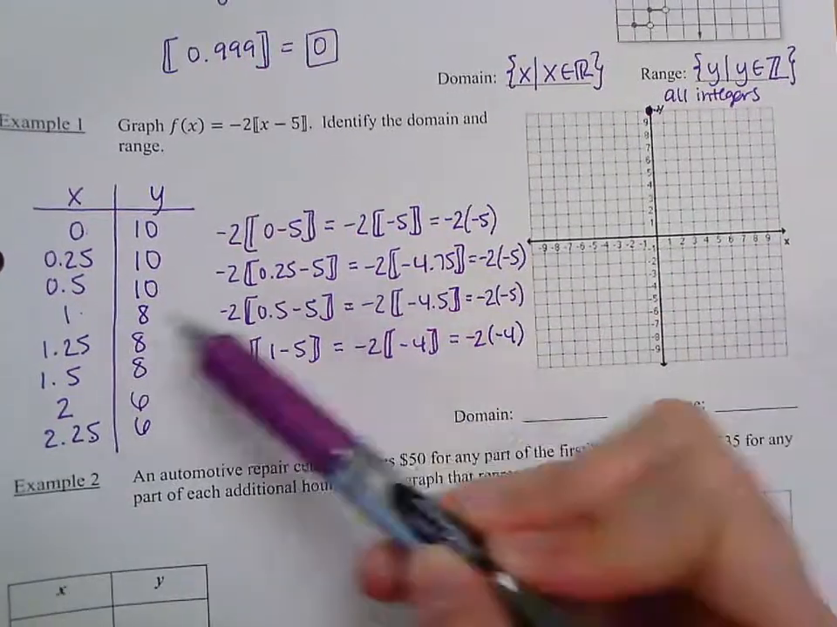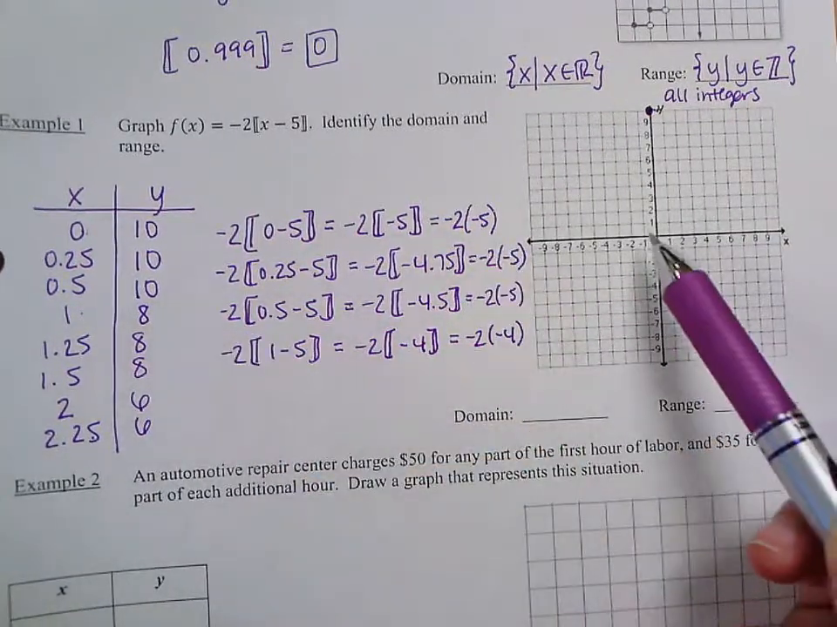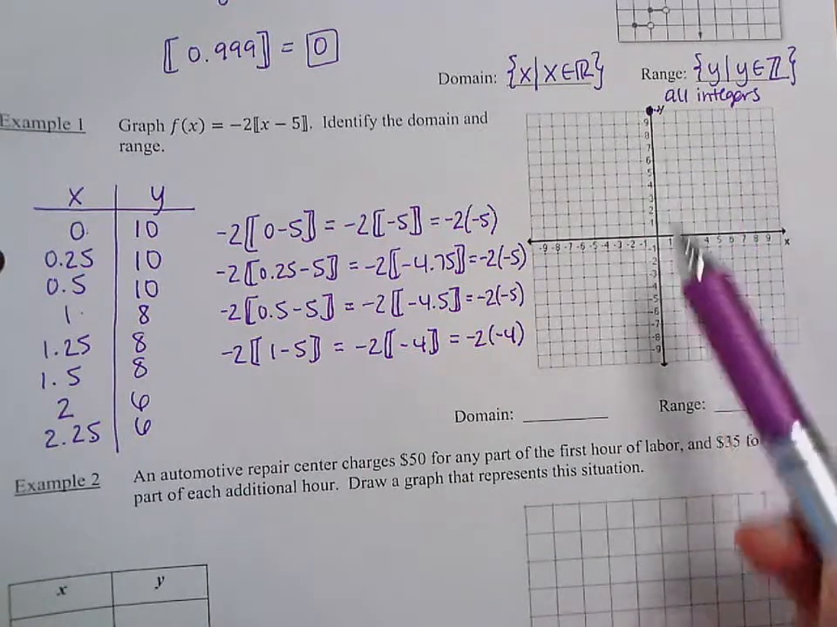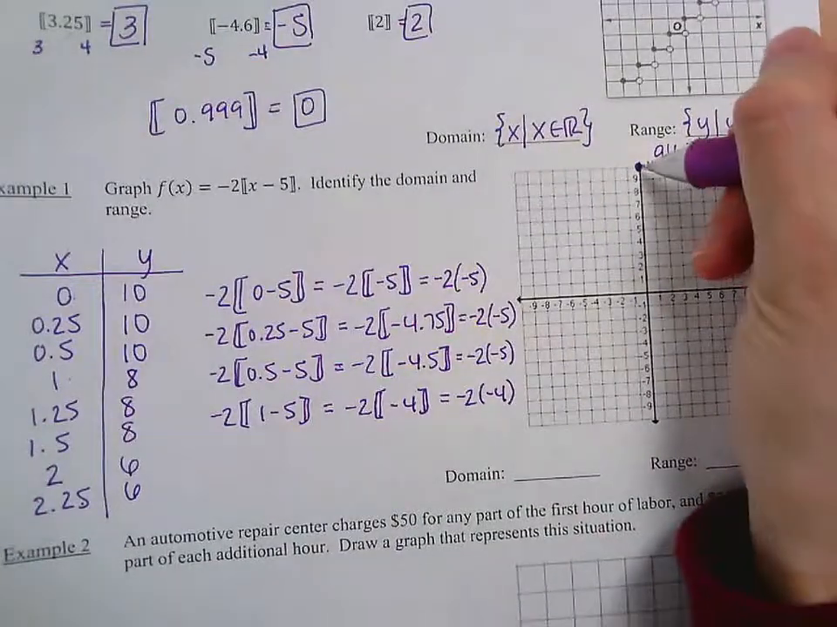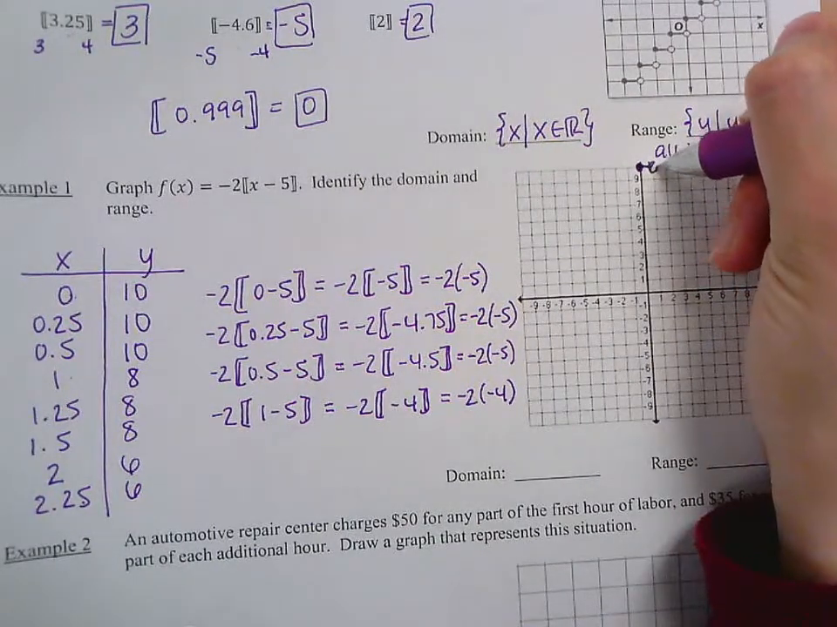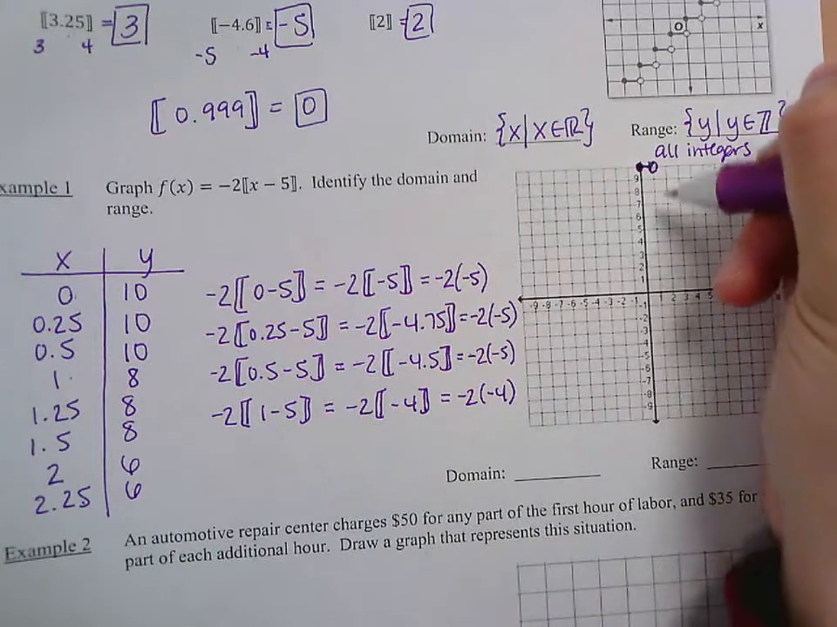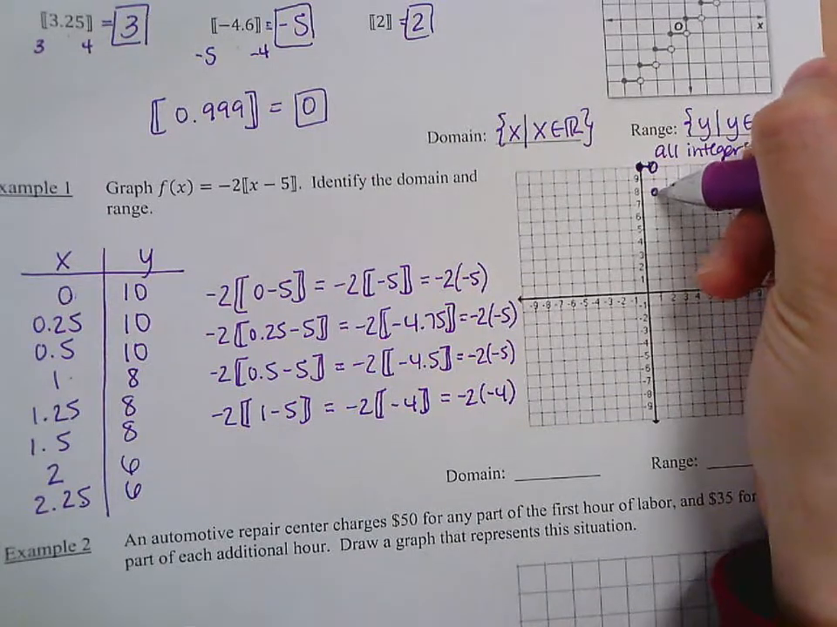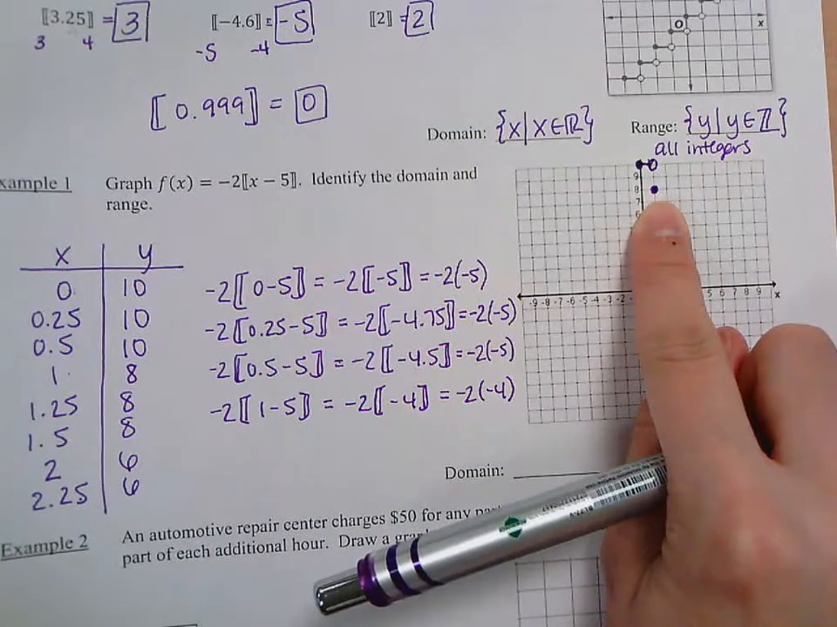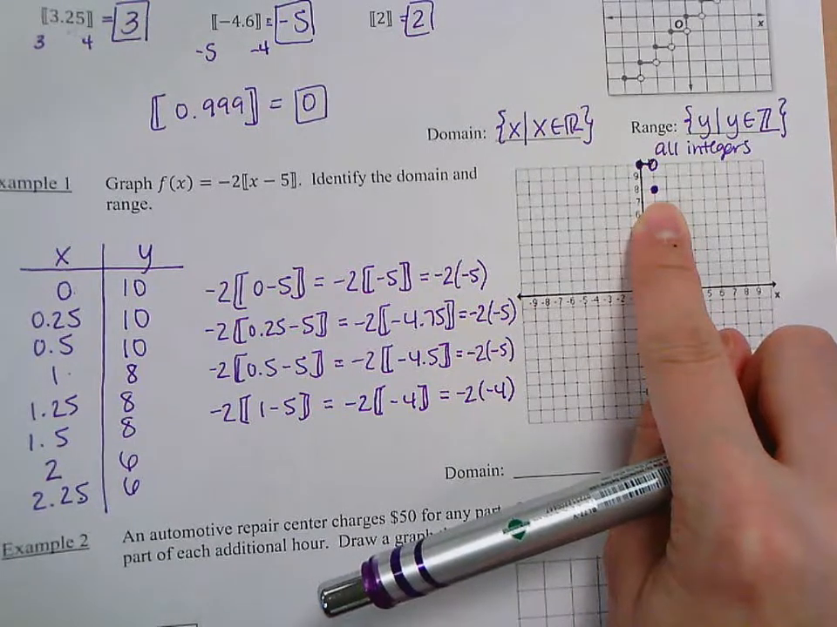But when I actually got to the x value 1, the y value is no longer 10, it jumps down to 8. So that's where I have a line segment that goes over to 1, 10, but I have a circle there because when x is 1, I need to jump down to start my next step at the y value 8. And that's where my next dot is. And then I continue that pattern.